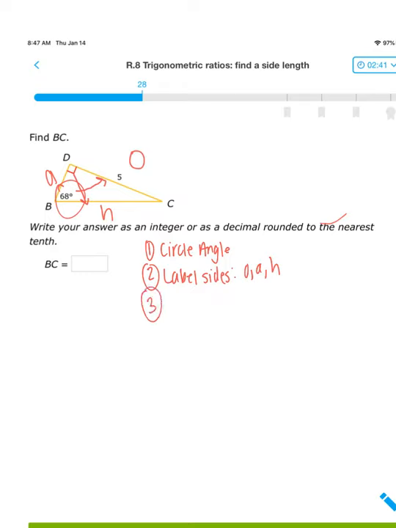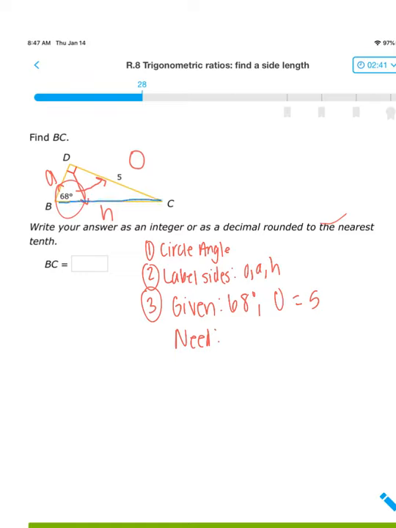Step 3, we need to write out what we're given and what we need. So what we're given is 68 degrees, and we're given the opposite side. They tell me that O equals 5. Or they give me the 5 and I labeled it as my opposite. Now I need to write down, what do I need? What am I trying to find? So it says to find BC. Well, BC is down here, so that's H.